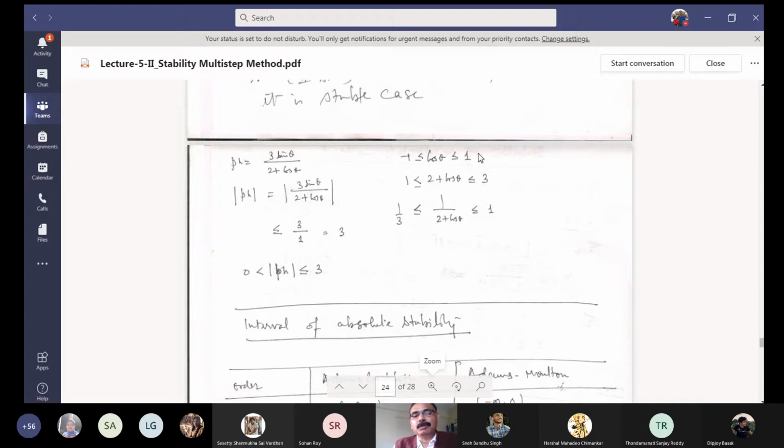You just add 2 on both sides. And then 1 upon that will reverse the inequality, so it is greater than or equal to 1 by 3 and less than or equal to 1 by 1, which is again 1. Right? So basically 1 upon 2 plus cos theta is less than or equal to 1. Now got it. So the magnitude of sine theta is less than or equal to 1.